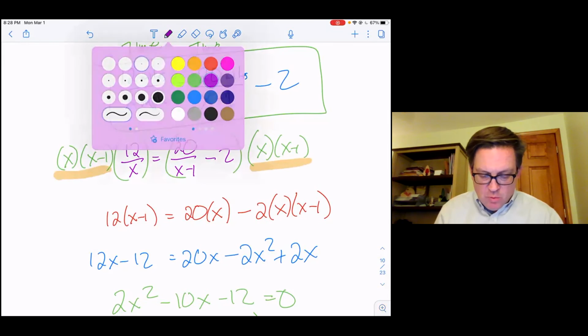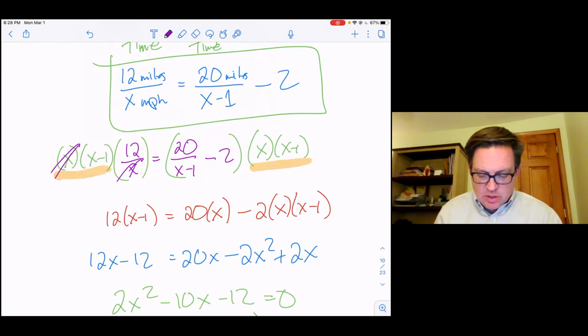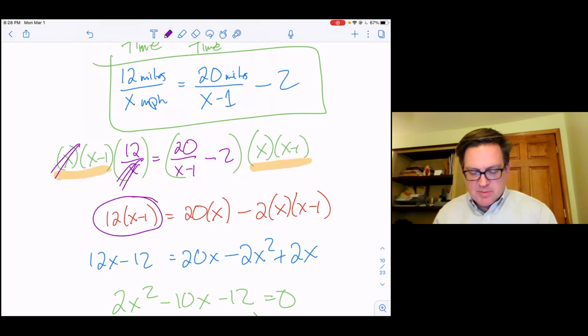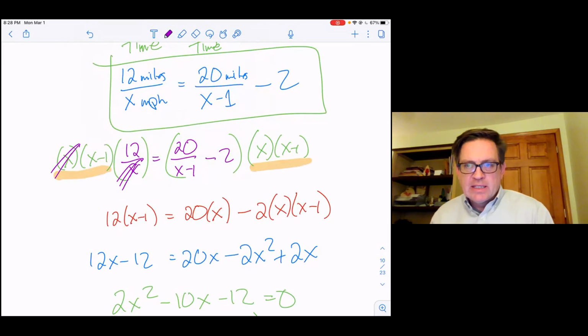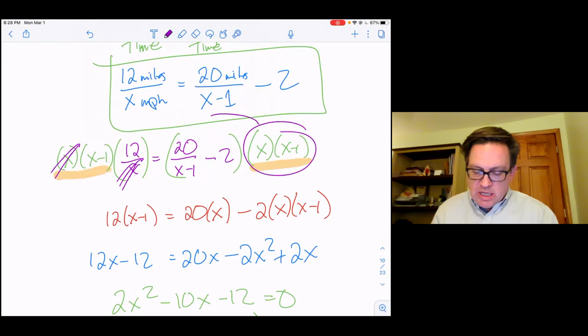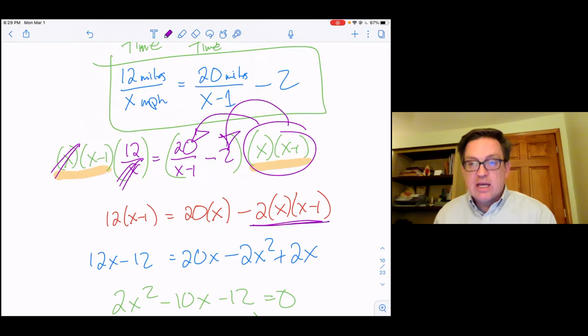Here on the left, what cancels? The x cancels with the x, and we're left with 12 times x minus 1. On the right-hand side, we have to be careful and distribute. So we've got this whole thing times 20 over x minus 1, which just leaves 20 times x. And we've got that whole thing times a 2. So don't forget that last part, 2 times that common denominator that we cleared out.